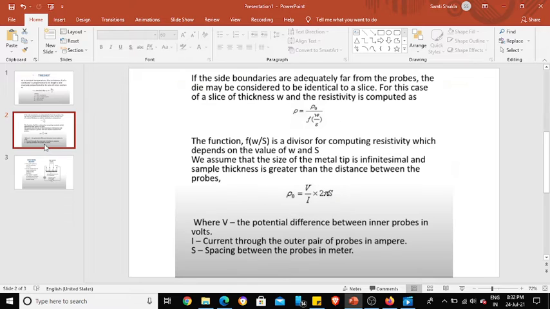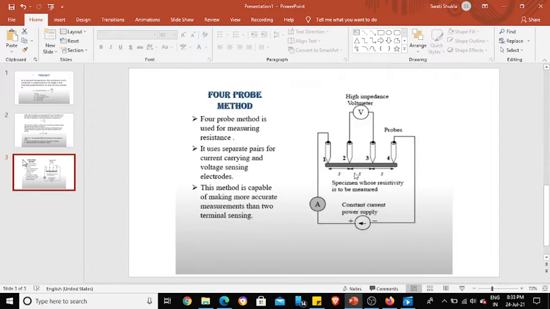We can find resistivity by many methods, but particularly in this experiment we are going to use this specific formula, that is, resistivity is equal to rho naught upon a function of W by S, where this function depends on the value of W and S, where W is the thickness and S is the distance between the probes. Now we have two important concepts to focus on. The first one is the basic principle of the four-probe method.